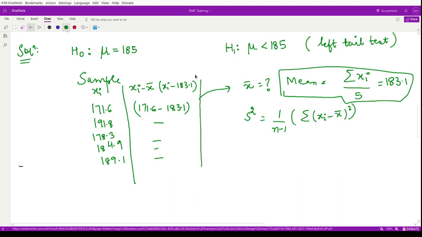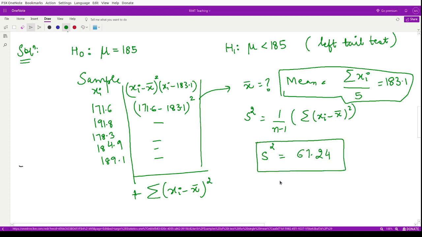And then you square this quantity because we require the square of this. So you perform the square here, and then you add up all these values. So when you add up all these values, it would be the summation of xi minus x bar whole square. When you compute this s square, it would come out to be 67.24. You may check this quantity. So what is your s? It would be the square root of 67.24, so it would be 8.2 here.